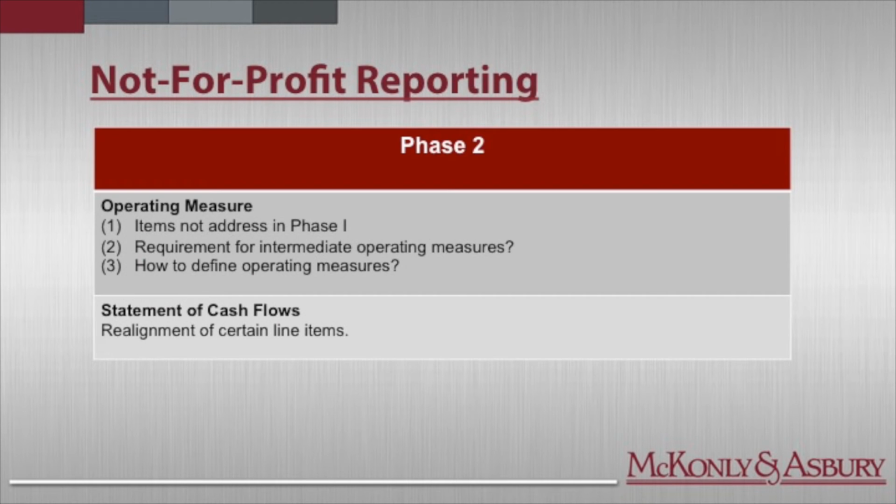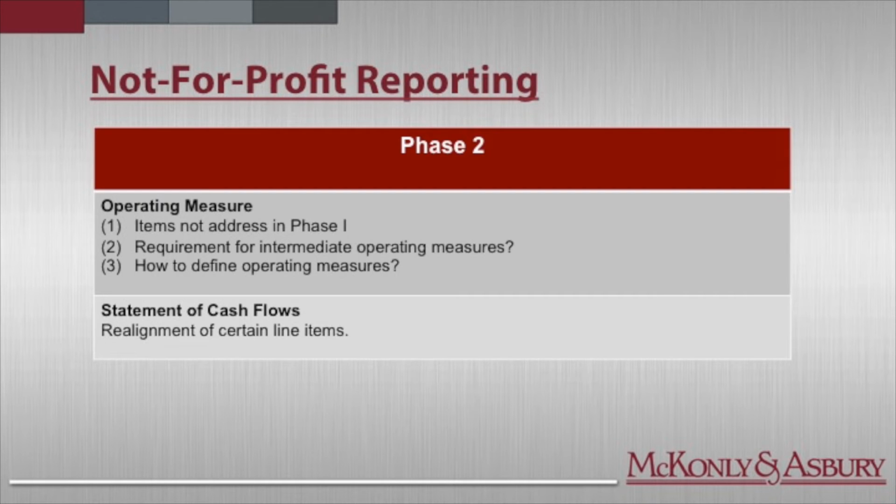And then as they're looking at phase two, they're certainly not as far along with phase two. So they're going to say in terms of the operating measure, phase two is really going to focus a lot more on this and potentially is going to really focus on that performance indicator for healthcare entities as well. So it's the items really not addressed in phase one. And then they're looking at, is there going to be requirements for any intermediate operating measures and other requirements during the period, and how to define these operating measures, because for nonprofits in terms of disclosures and GAAP financial statements, we really haven't had to disclose these operating measures in the past.